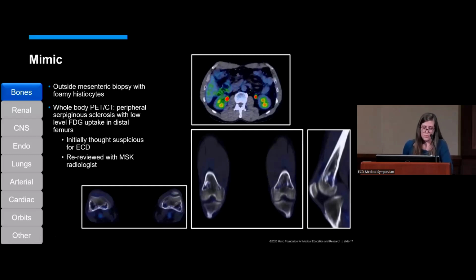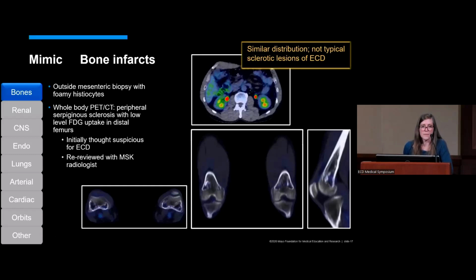This was re-reviewed with some of the radiologists in the histiocytic working group and also an MSK radiologist. And this is a better look for bone infarcts. These are commonly found in the distal femurs. So it's a similar distribution, but again, it's not our typical irregular sclerotic lesions that we see with ECD.